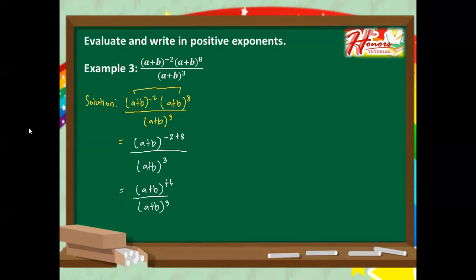Let's continue answering. Since this is division having the same base, kindly copy the base that is equal to the quantity of a plus b, and then you have to subtract the exponents, which is 6 minus 3. So the answer is the quantity of a plus b raised to 3. So that is the answer for example number 3.